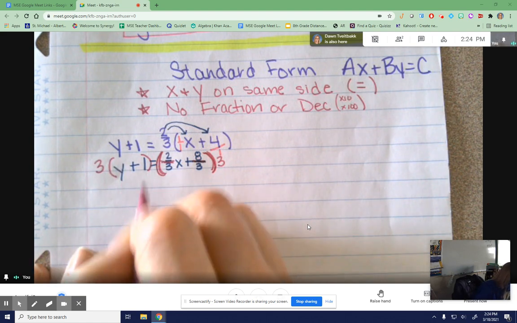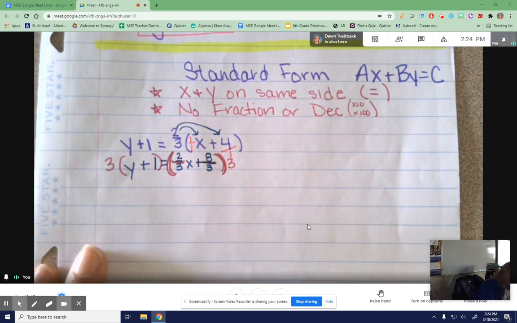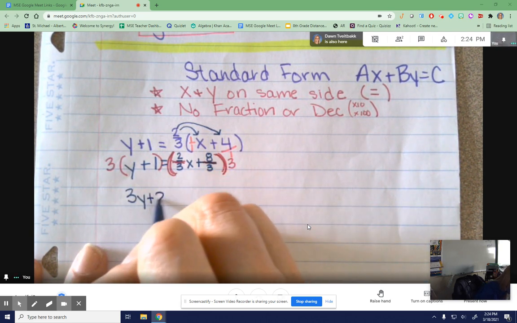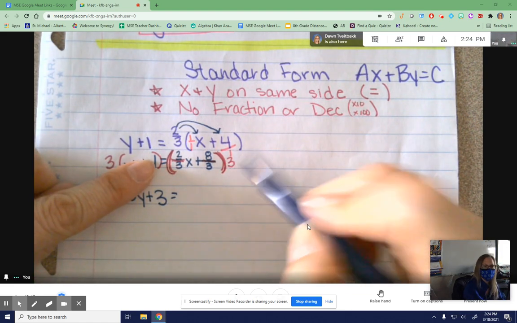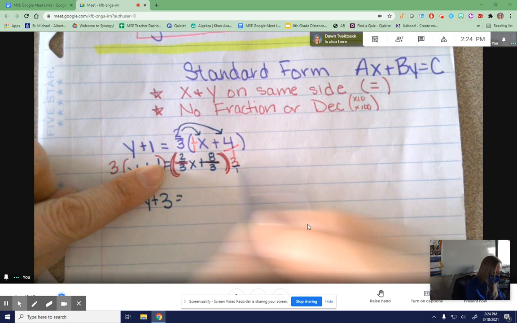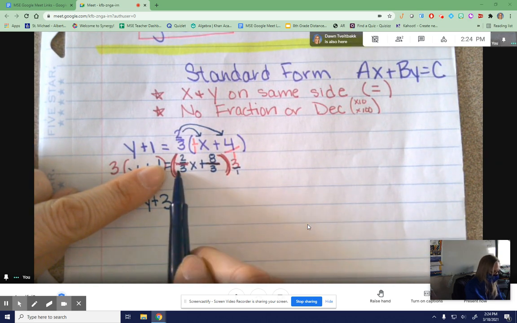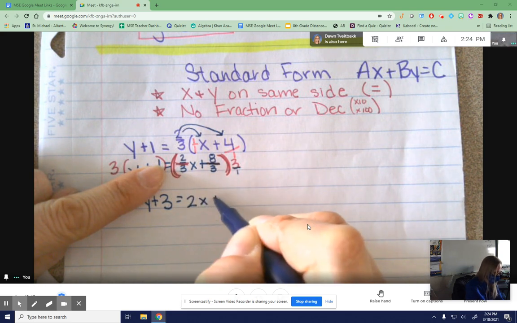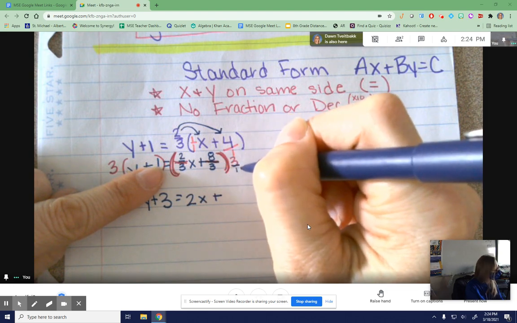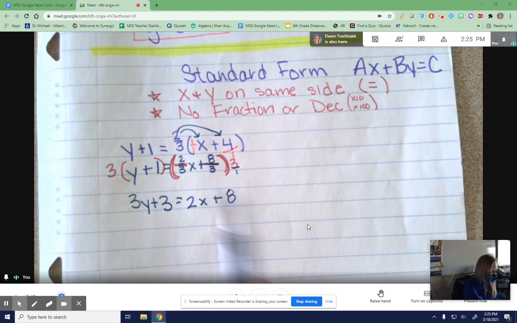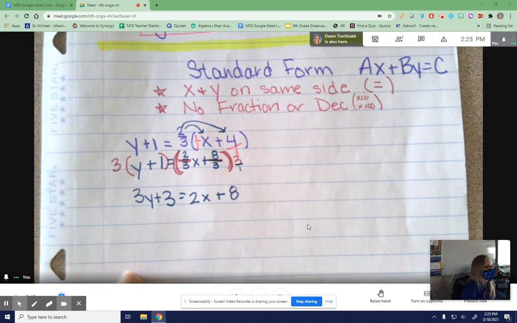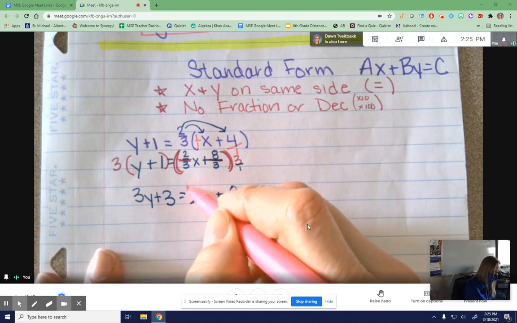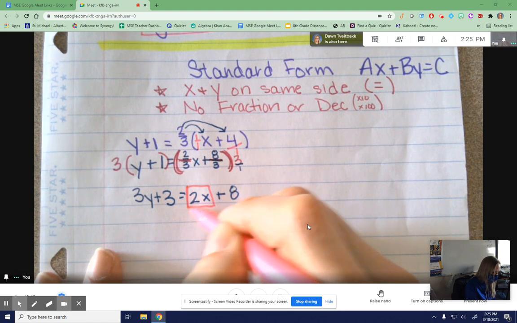So this is going to be, and I'm going to skip a line just because I'm writing really sloppy right now, this is going to become 3y plus 3. And then over here, this is a 3/1. So it's going to become 6/3. What's 6/3? 2. And there's an x. And this is going to become 24/3, 8. In other words, it just gives you back the numerators. Fractions are gone.